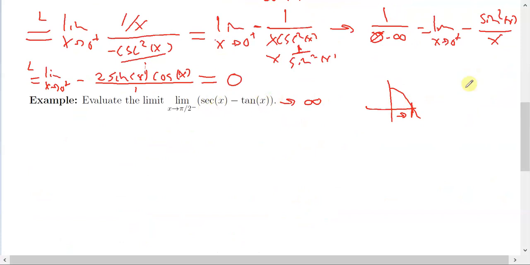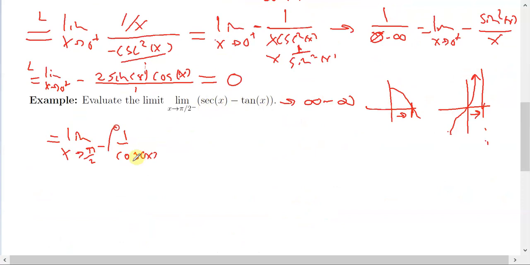Tangent, we know what that graph looks like, so we can do that one without referring back to sines and cosines. As I'm coming to pi over 2 from this side, I'm also getting infinity, but I'm subtracting it, so I do get an infinity minus infinity. Well, the way you typically handle these is you try to combine them into a single fraction, and I can do that by converting to sines and cosines. So this is the limit as x goes to pi over 2 from the left. I get 1 over cosine and sine over cosine.